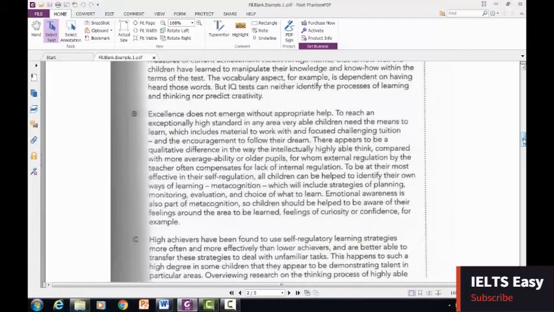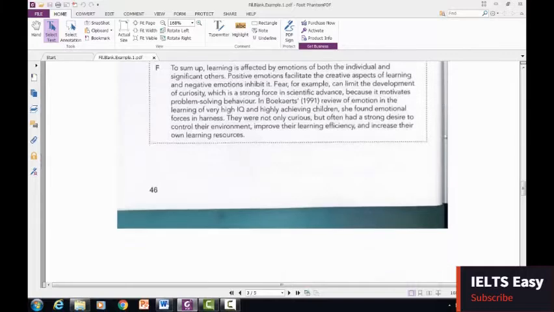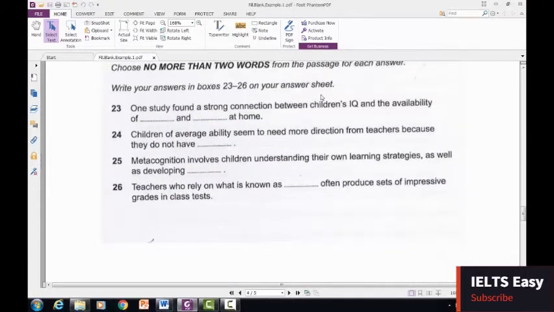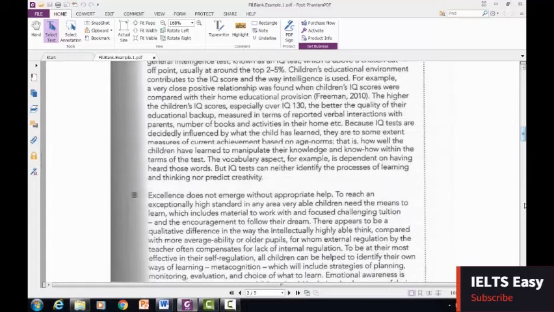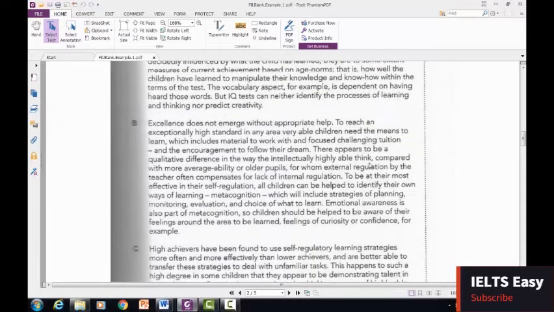If we look back at the question, children's IQ, home, we have to have two words that are connected to the word home. So the answer for number 23 will be books and activities, because those are the two words that are directly connected to the word home. So that's our answer, the answer to number 23. Okay, so now let's move on and see if we can find number 25.